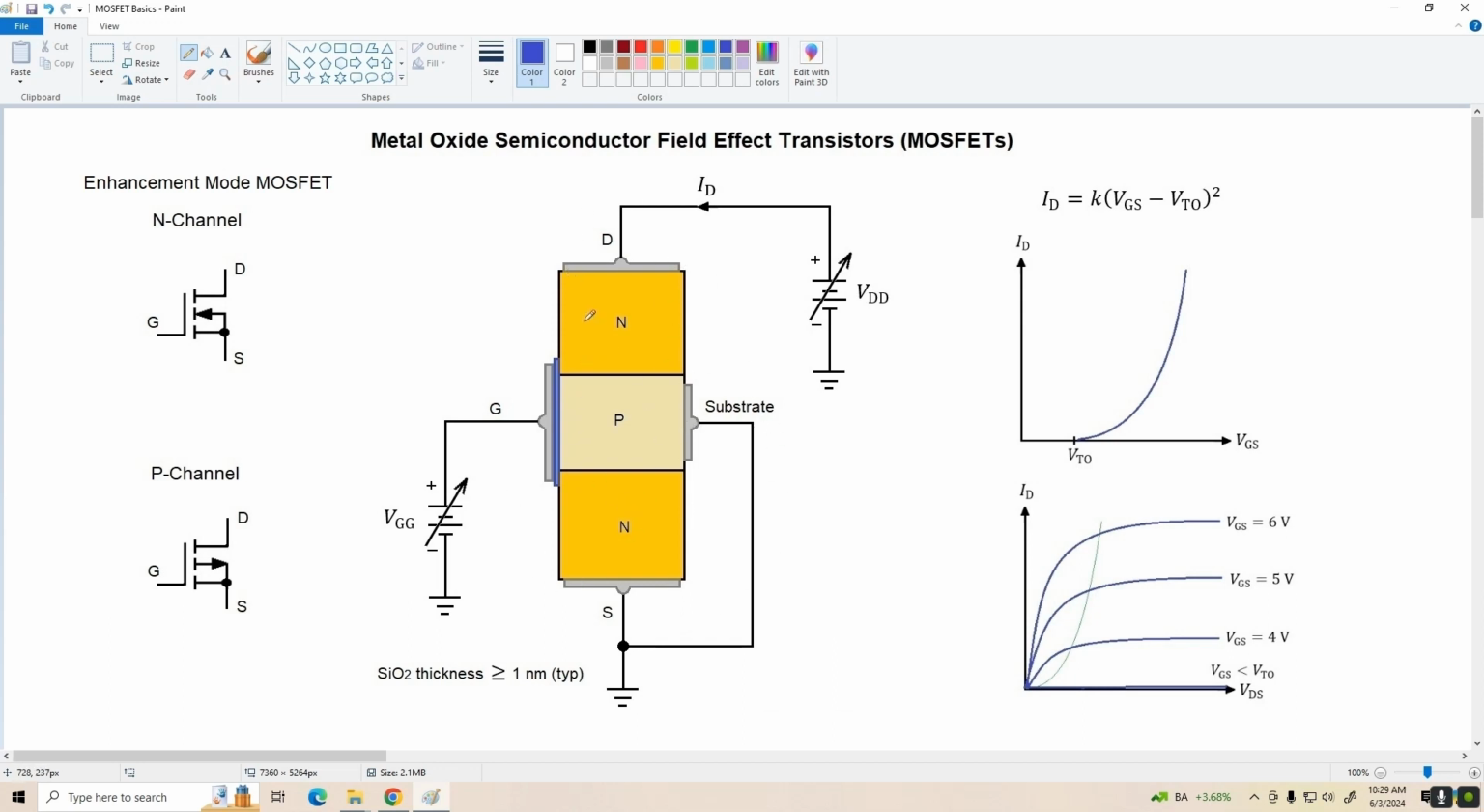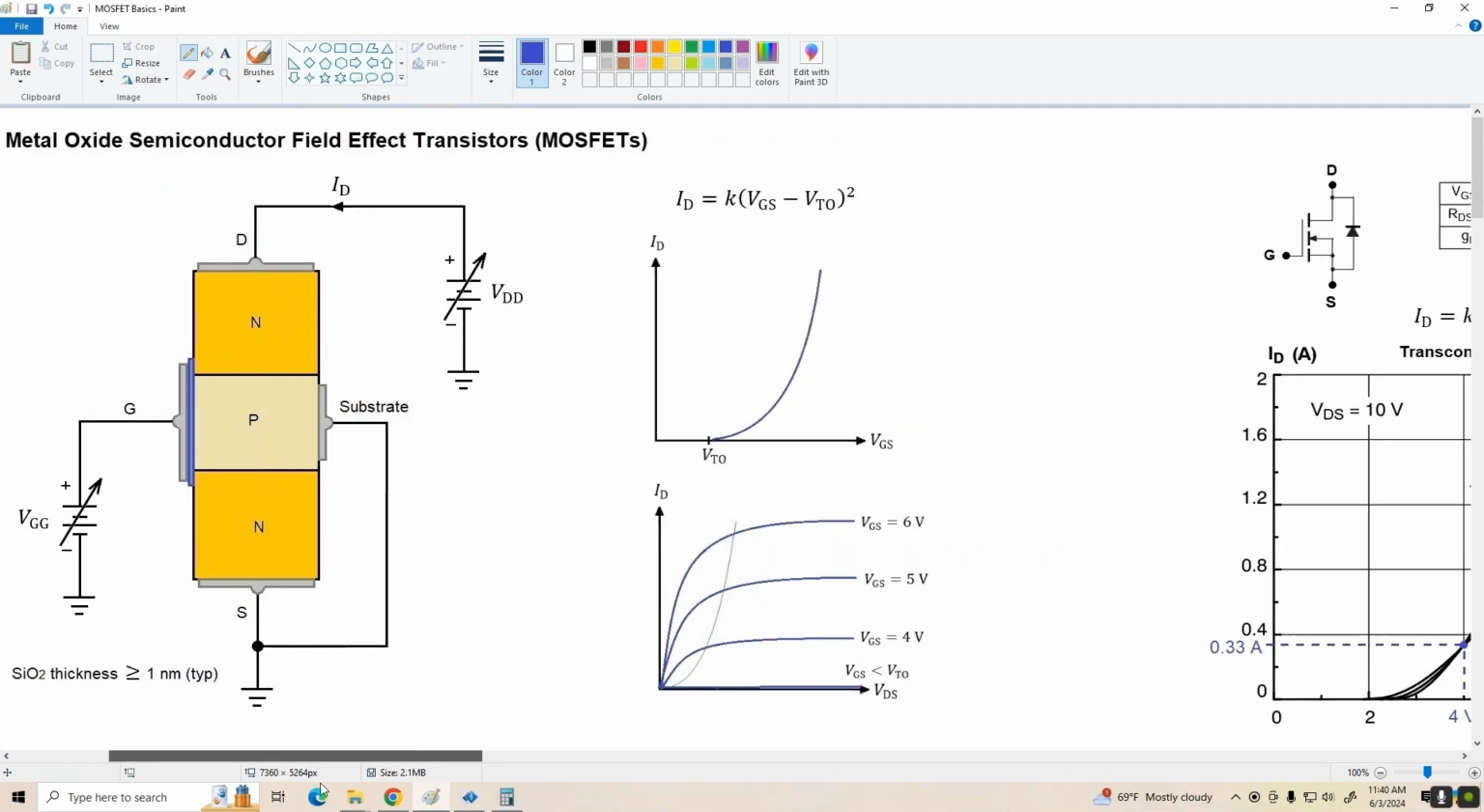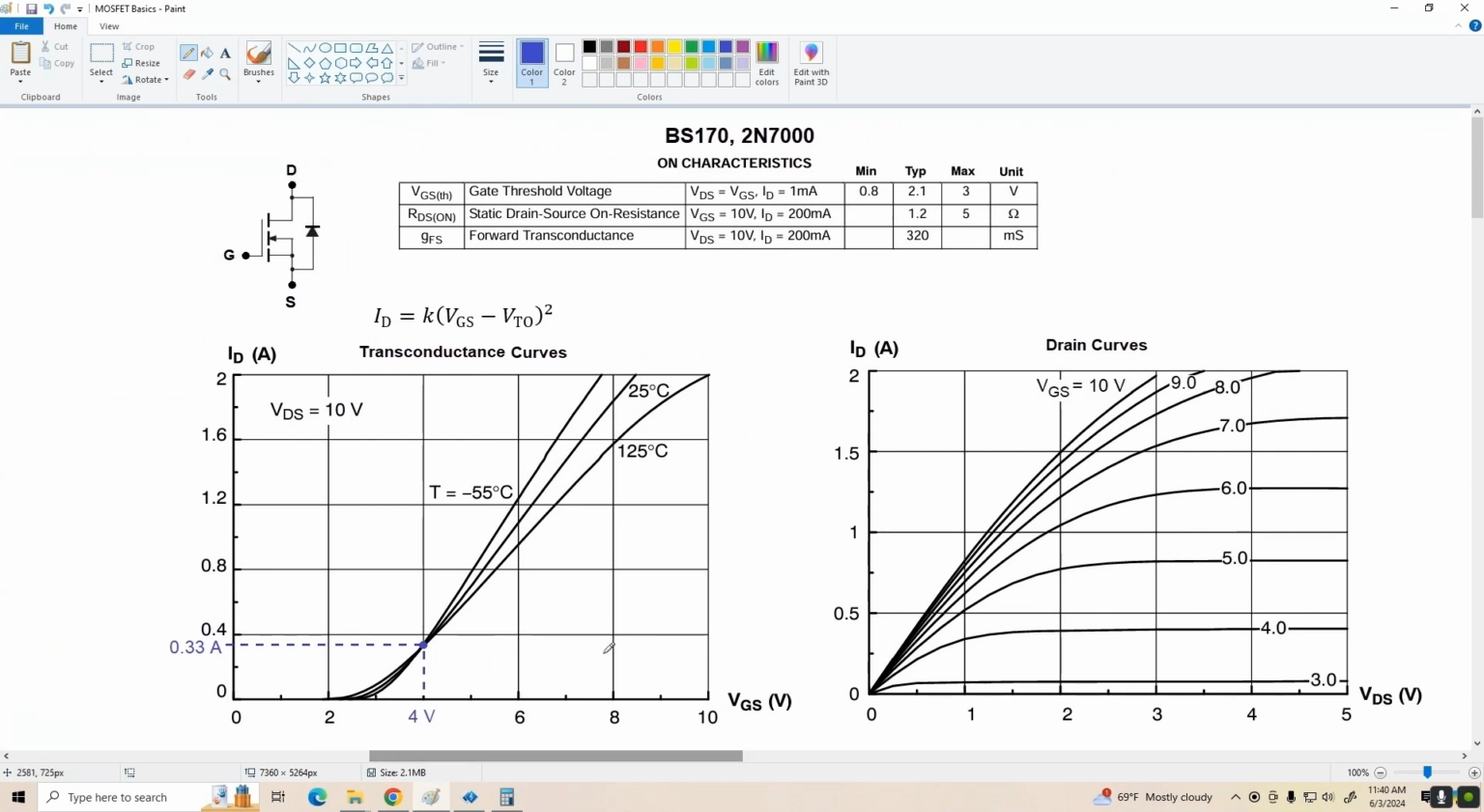We treat this as a normal three-terminal device. All right, so let's move on and take a look at a couple of actual enhancement mode MOSFETs. What we've got here is some data for two very common MOSFETs, the BS170 and the 2N7000. These are virtually identical electrically, at least on paper, and the only difference between them is the pinouts for their packages.